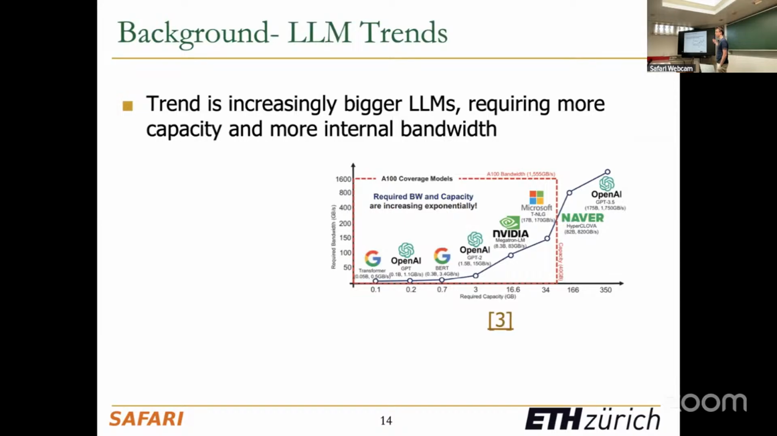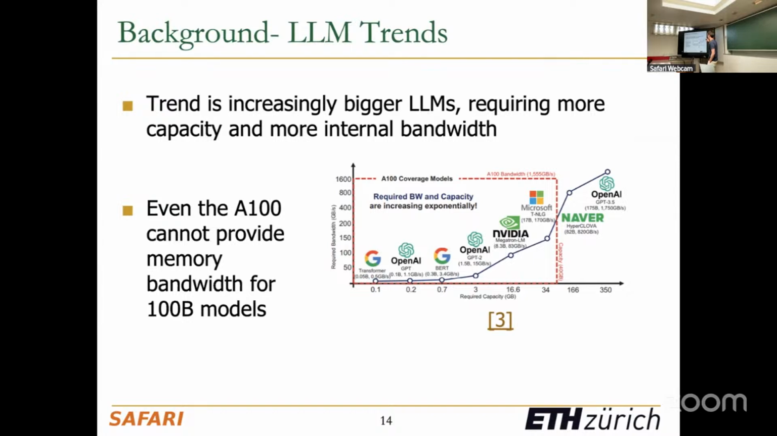Also, we are running bigger and bigger models every time, and usually they are better and better. We can see here with the A100, which is really fast, it is still not enough to run LLM inference for 100 billion parameter models. There are two problems. First is the capacity. It has only 40 gigabytes of memory. And the second one is bandwidth. Even if we had enough capacity, the bandwidth would still not be high enough to compute the inference in real time.